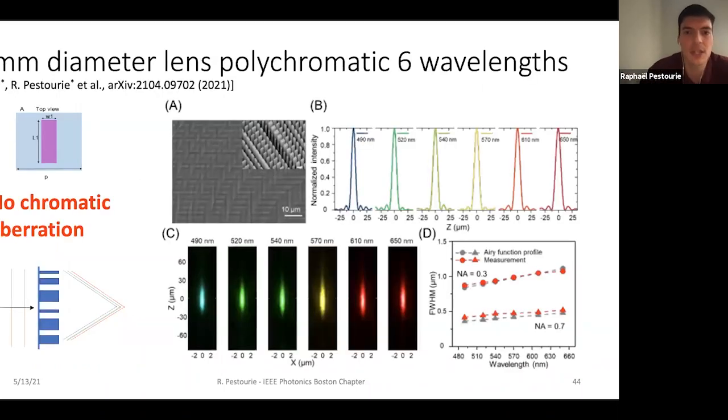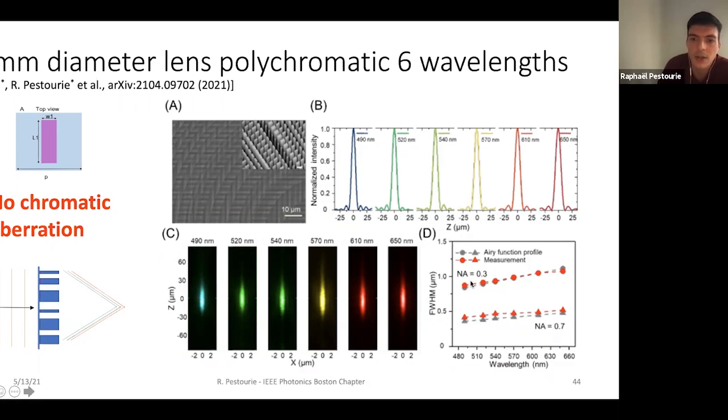So the first application that I want to talk about, which is in this preprint that is on arXiv, is a 2 millimeter diameter lens that is polychromatic for 6 wavelengths. Polychromatic means you have no chromatic aberration, so they focus on the same focal spot, and you can see that this was fabricated. The intensity on the focal line was characterized, and it looked good.